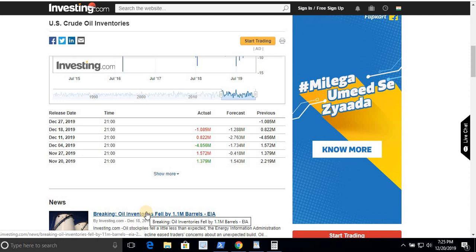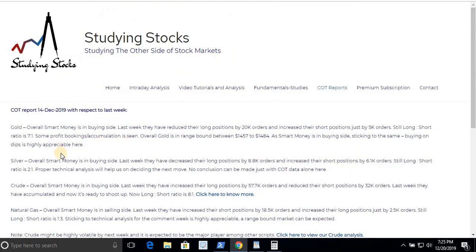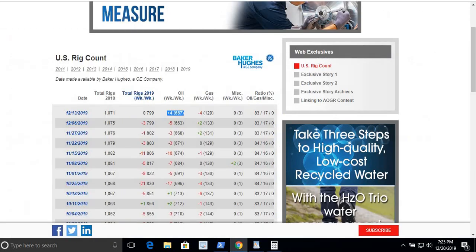But the price never came down, it went up. So was this previously predicted? Yes, it was. It was already given in this website where they have increased oil rig production by +4. I have even mentioned in the COT report that the smart money has increased their long positions by 57.7k orders. When you are strong in these both COT and rig production and technicals, definitely you will be on the buying side, and that is what I have mentioned in my other videos also.